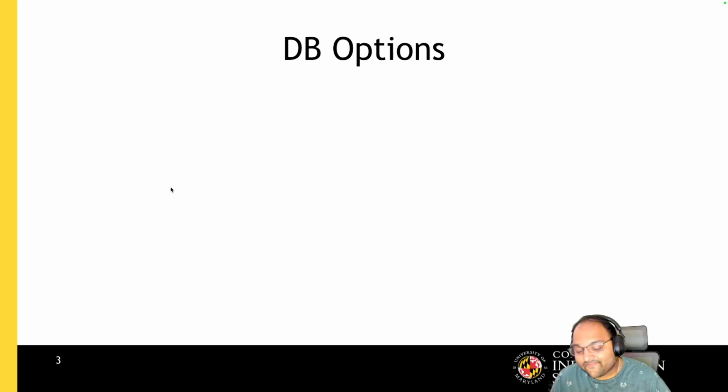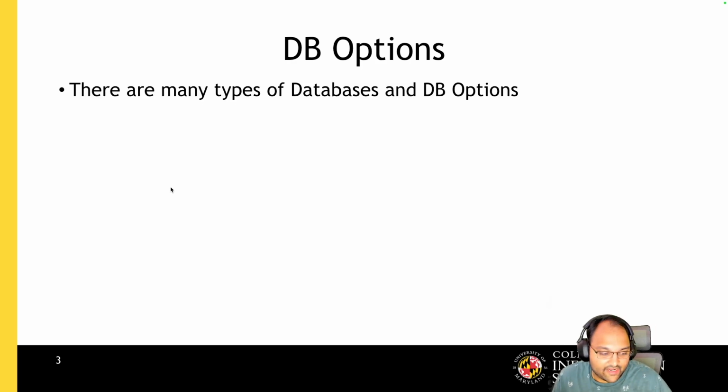So, in terms of web development, the choice of database often can be very important. Like what database you use, right? There are a lot of databases going around. There are many types of databases and database options, right? So let's talk about some of them. So, for example, there's one called an in-memory database, right?